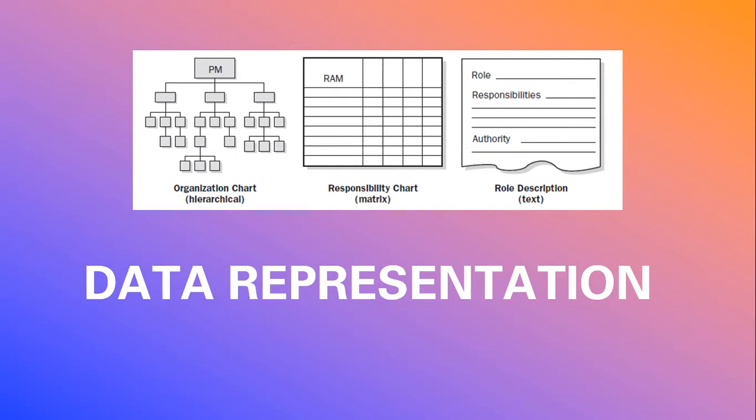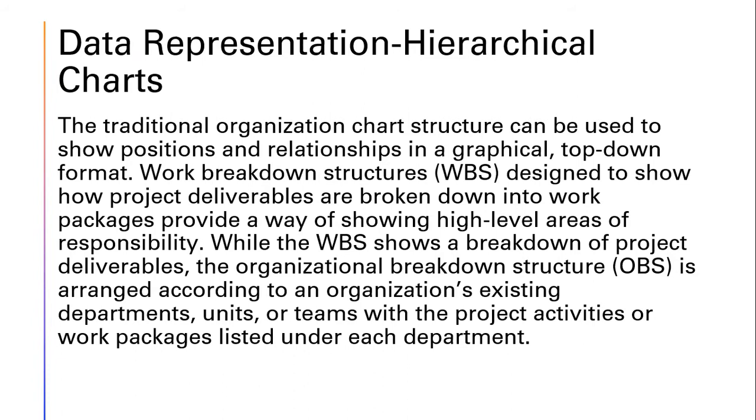With the text-oriented format, role description, team members' responsibilities that require detailed description can be specified in text-oriented format, like your job description. As I said earlier, the traditional organization chart structure can be used to show positions and relationships in a graphical top-down format. The work breakdown structure is designed to show how project deliverables are broken down into work packages. Similarly, the organizational breakdown structure is arranged according to the organization's existing departments, units or teams, with the project activities or work packages listed under each department.